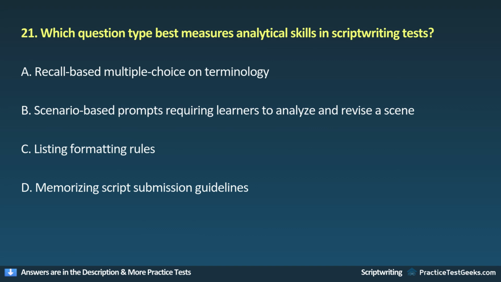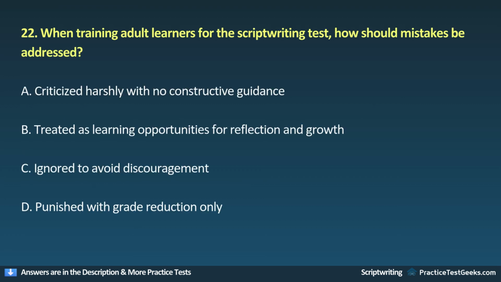21. Which question type best measures analytical skills in scriptwriting tests? A. Recall-based multiple choice on terminology. B. Scenario-based prompts requiring learners to analyze and revise a scene. C. Listing formatting rules. D. Memorizing script submission guidelines.